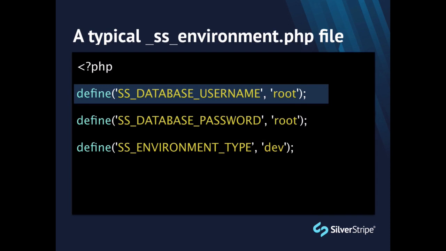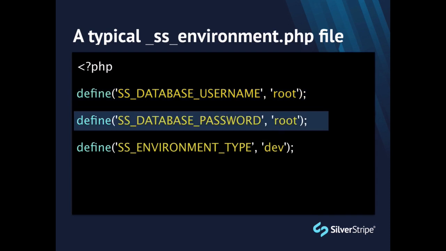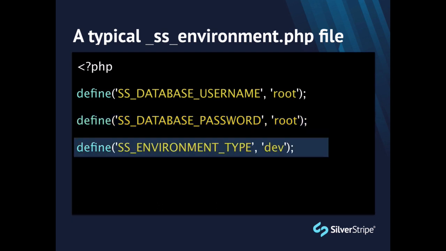So in a typical SS environment file, you definitely want to define the database username and database password, and everything is defined in constants, as you can see. Lastly, you'll probably want to define the SS environment type as dev, so you can take advantage of all the debugging tools and get some verbose errors, and you don't want to have to authenticate every single time you do something destructive, so that's a good idea to have that enabled.